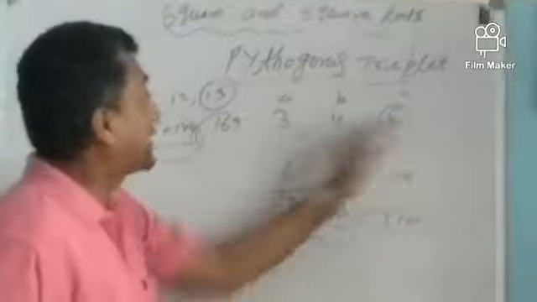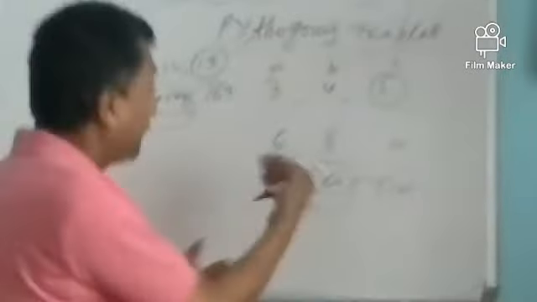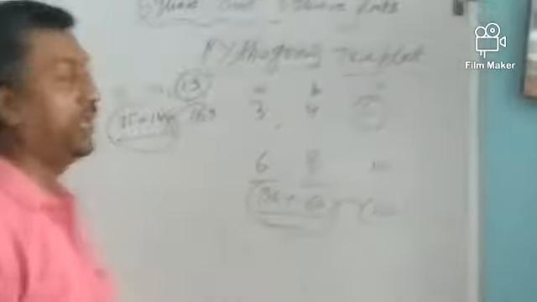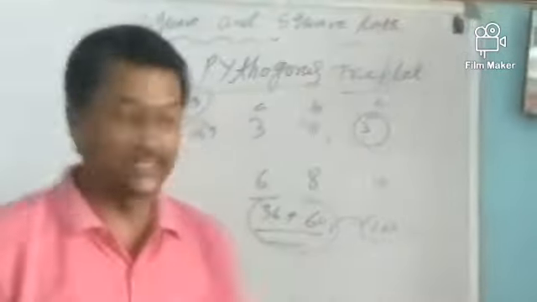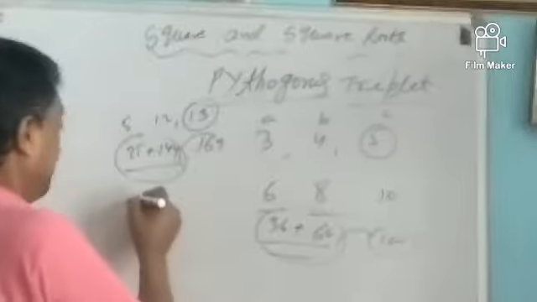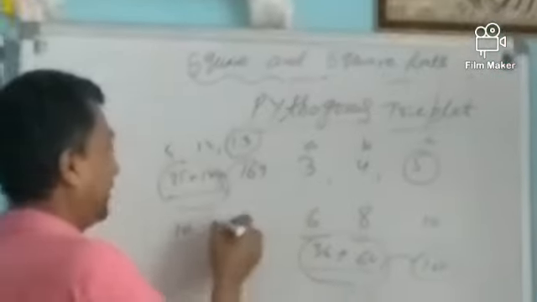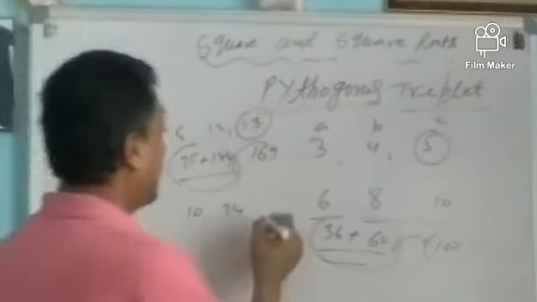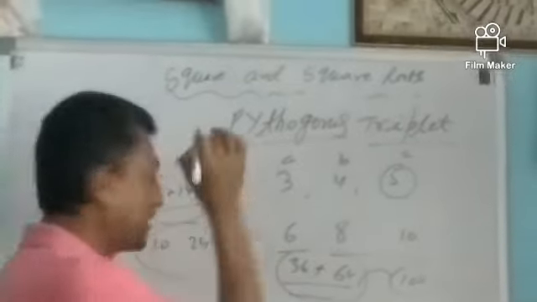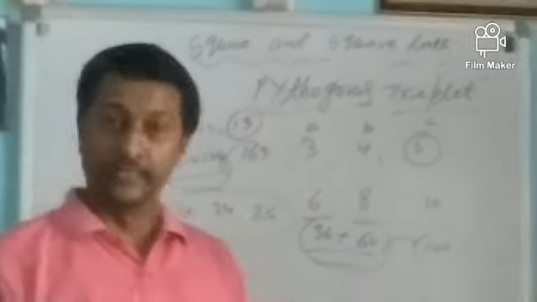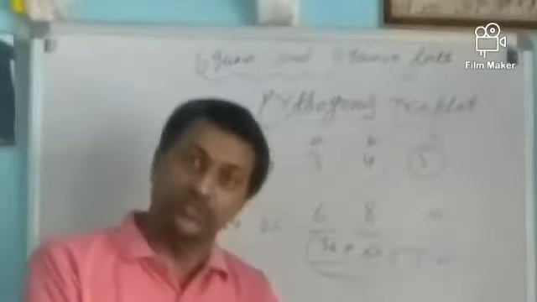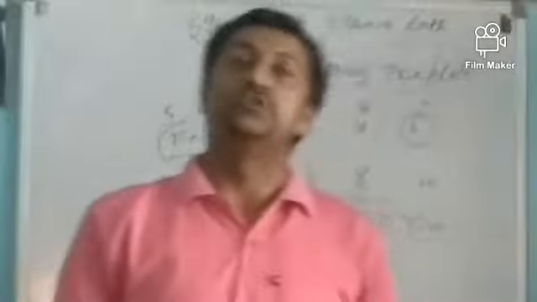So if any Pythagoras triplets are there, if you find the multiples, उनका जो multiples भी find करते हैं, वो भी Pythagoras triplet होगा. जैसे 5 का डबल 10, 12 का डबल 24, 13 का डबल is what? 26. यह भी एक Pythagoras triplet होगा. This is very unique. कोई भी Pythagoras triplet है, तो उसका multiples भी Pythagoras triplet होगा.